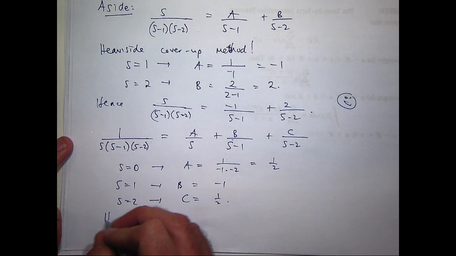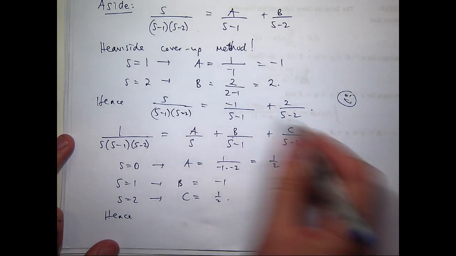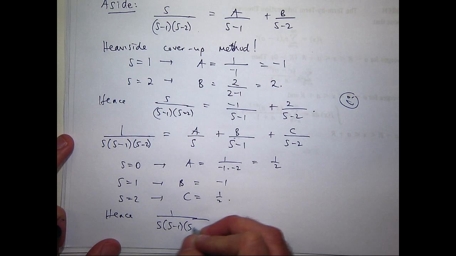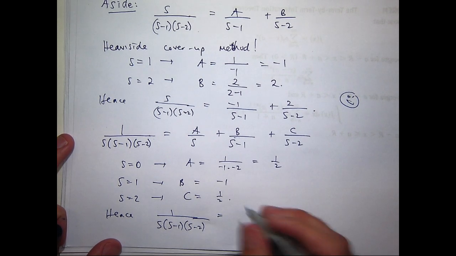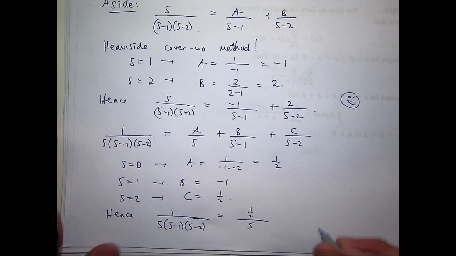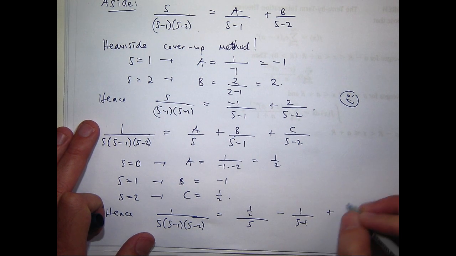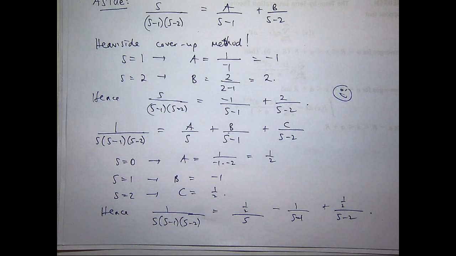Okay, so hence this form here. It's a half on S, minus 1 on S minus 1, plus a half over S minus 2. One line. Well, one line for each constant.